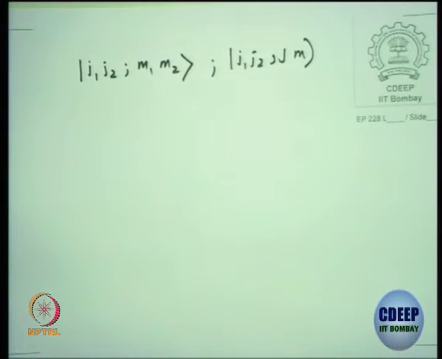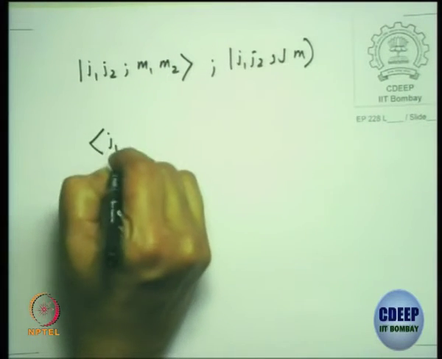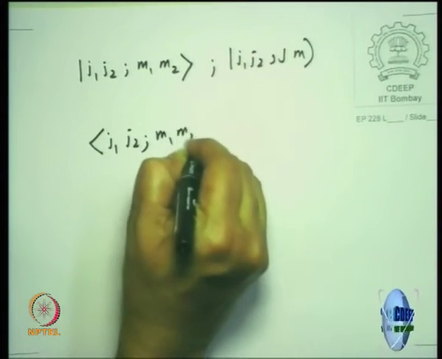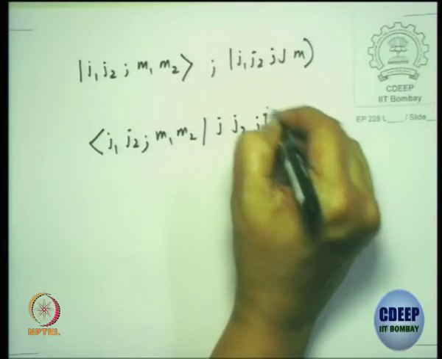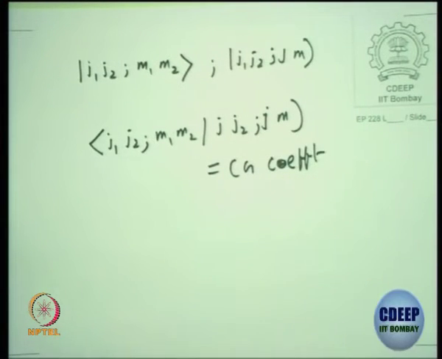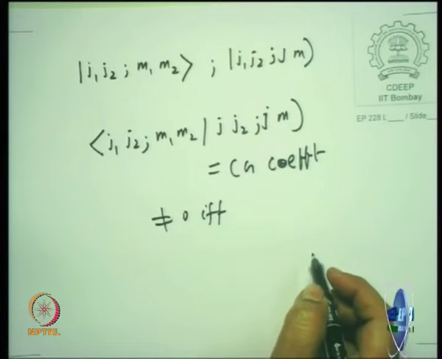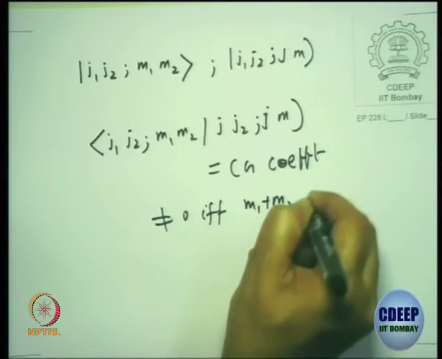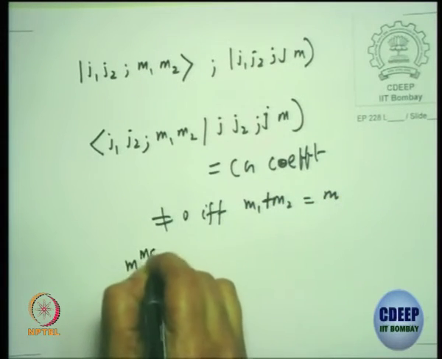Jm, which I am putting a curve just to remember it is the coupled basis, and the CG coefficient is nothing but the inner product of J1, J2, M1, M2 with J1, J2, Jm. That is the CG coefficient. And this is non-zero if and only if M1 plus M2 equal to M. Now with this condition, what is M maximum?